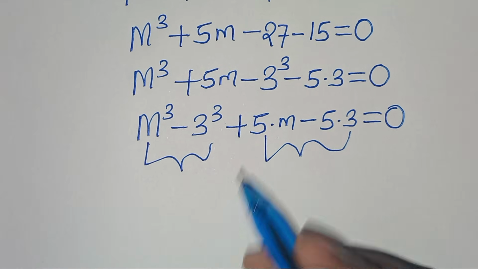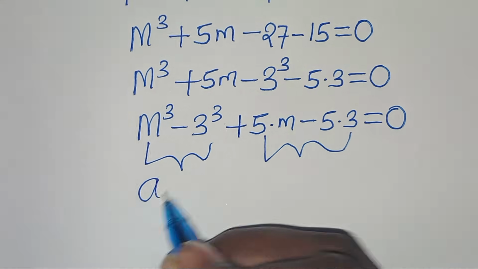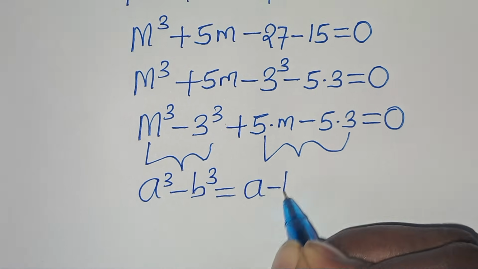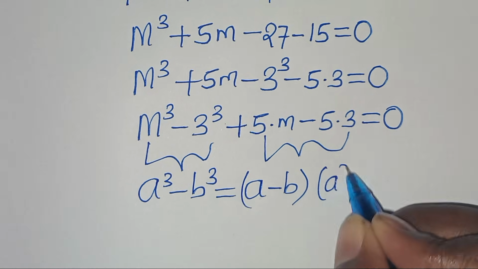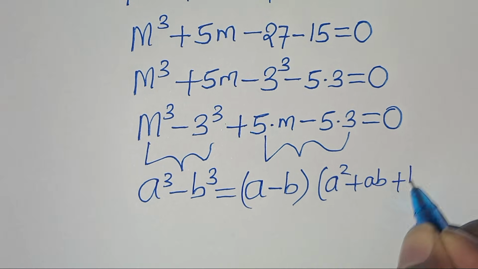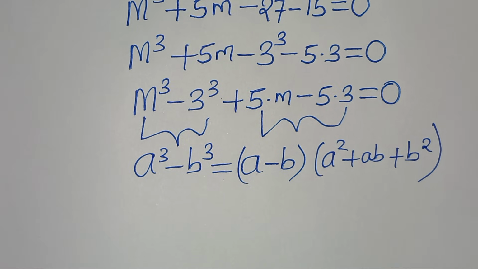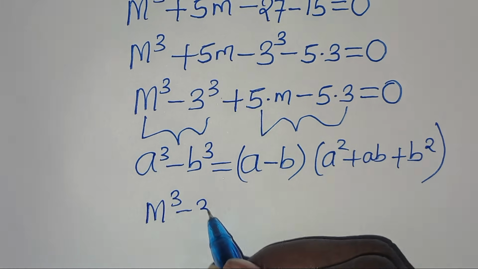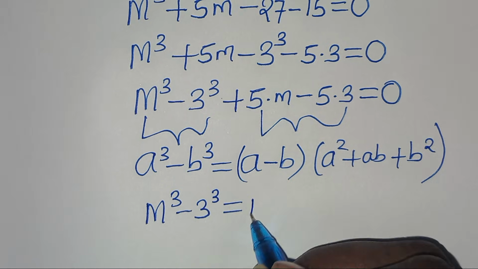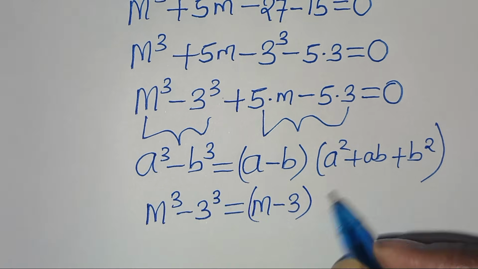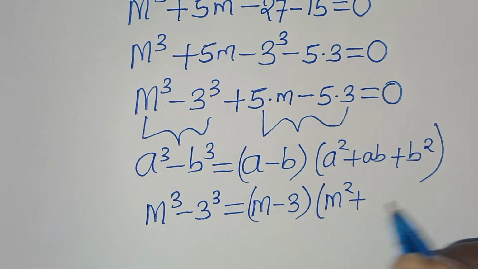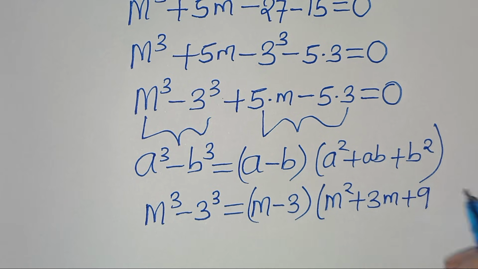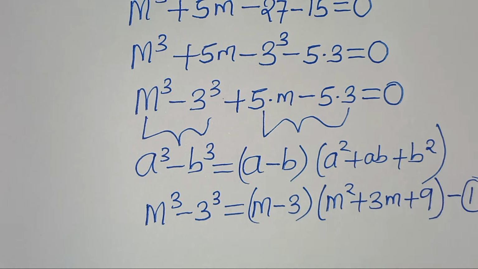From the first part here, this is the difference of two cubes expressed as a to the power of 3 minus b to the power of 3, which we can express as a subtract b, a squared plus a times b, then plus b to the power of 2. Now, applying this identity, m to the power of 3 subtract 3 to the power of 3 can be expressed as m minus 3, m squared plus 3m, then plus 3 squared, which is 9. Let's call this equation 1.